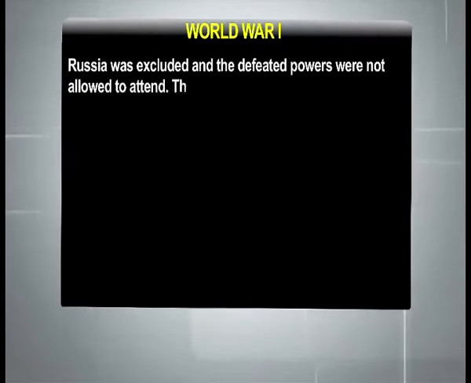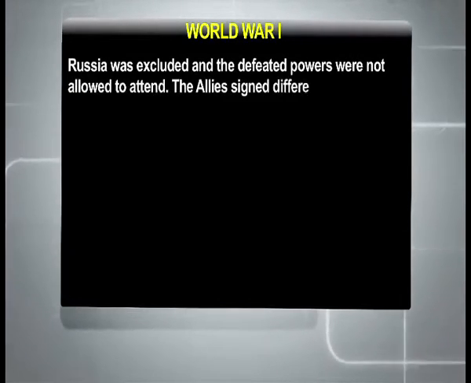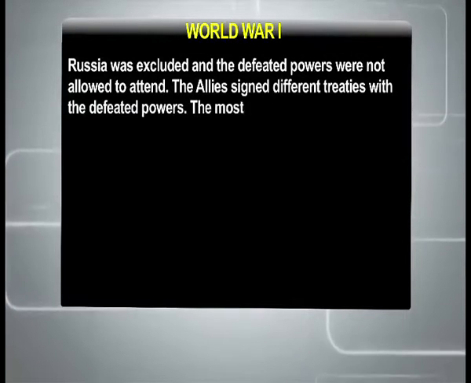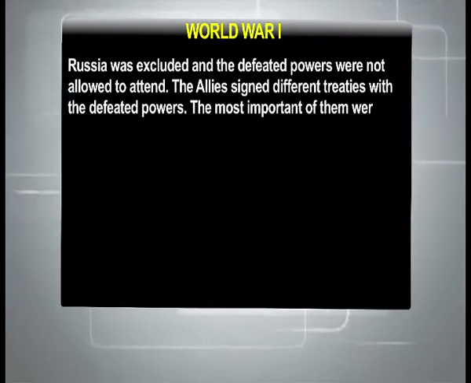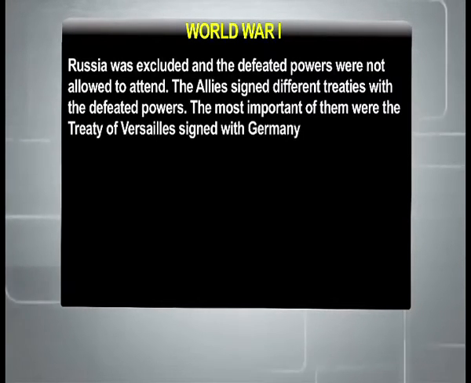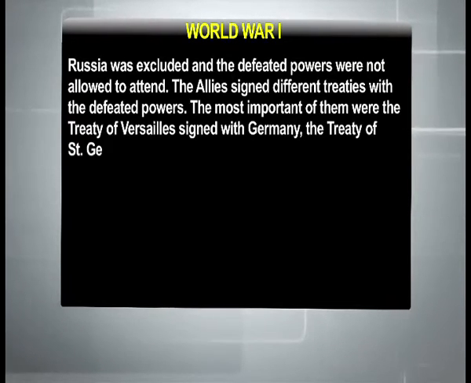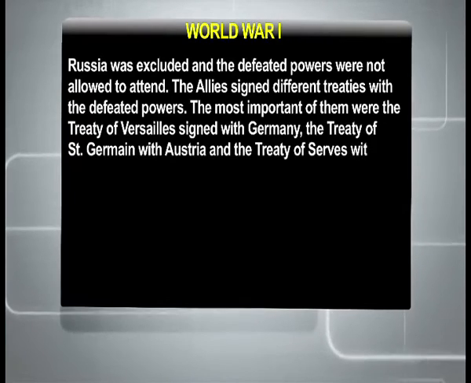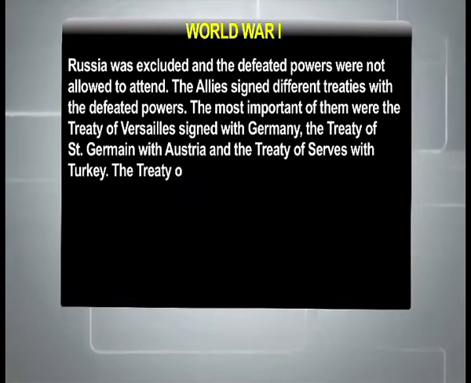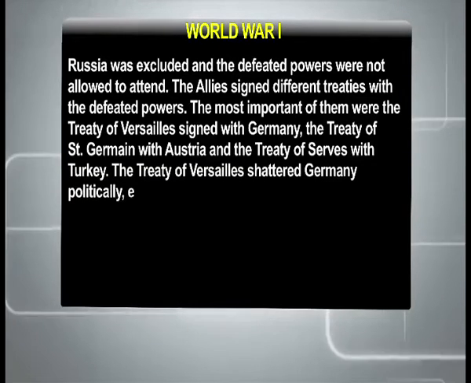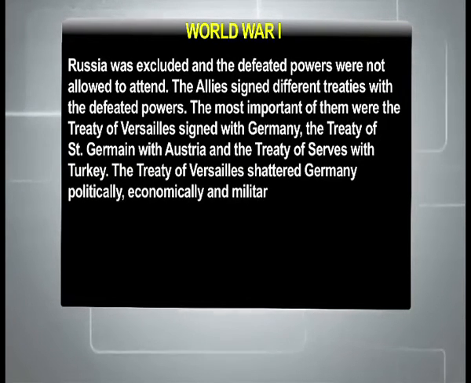The Allies signed different treaties with the defeated powers. The most important of them were the Treaty of Versailles signed with Germany, the Treaty of Saint-Germain with Austria and the Treaty of Sèvres with Turkey. The Treaty of Versailles shattered Germany politically, economically and militarily.